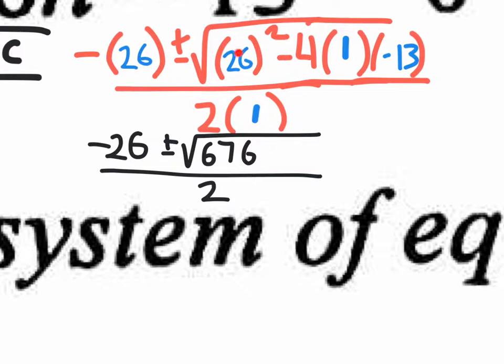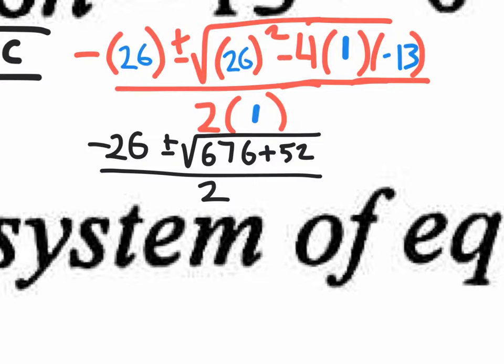So far I did 26 squared, that's 676. 2 times 1, that's 2. And the negative 26, I just brought it down. I still need to go negative 4 times 1, that's negative 4, times negative 13, that's going to be a positive 52. So I need to put a plus 52 right in there, right next to the 676, plus 52. And if I add 676 plus 52 on my calculator, I get 728.